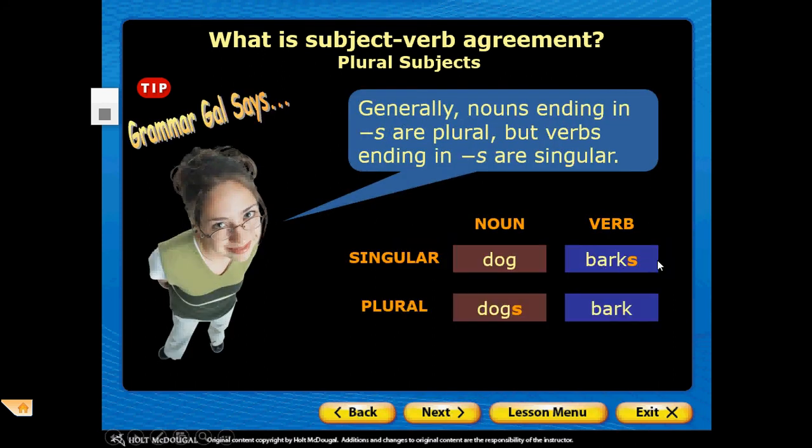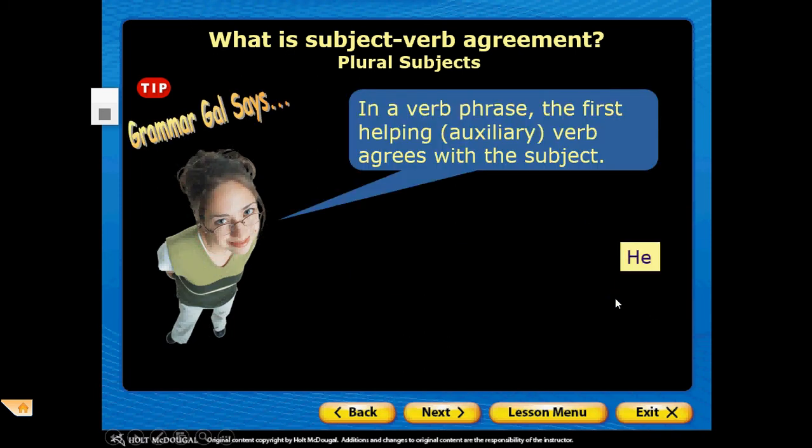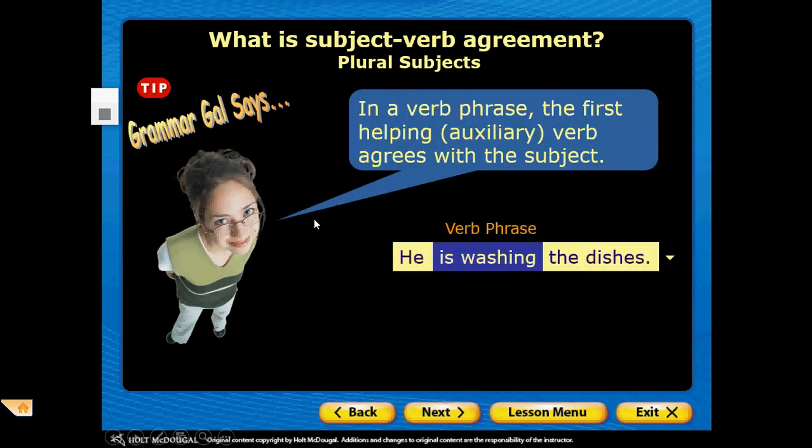The plural, dogs, and we drop the S with the verb, bark. In a verb phrase, so again this is for plural subjects, the first helping auxiliary verb agrees with the subject. So let's have a look. He, which is singular, is washing the dishes. This is a verb phrase. The object is dishes.